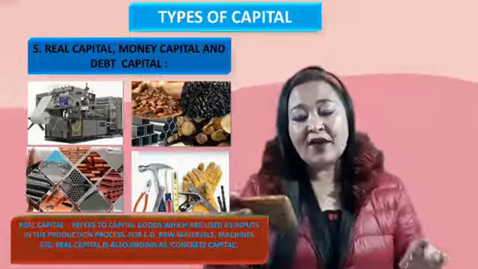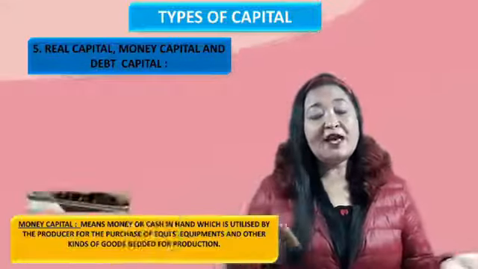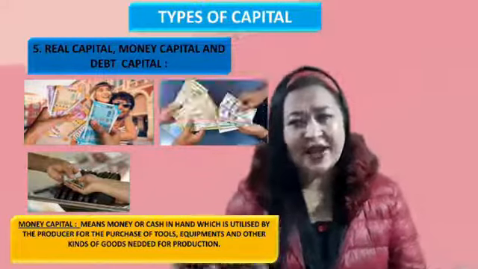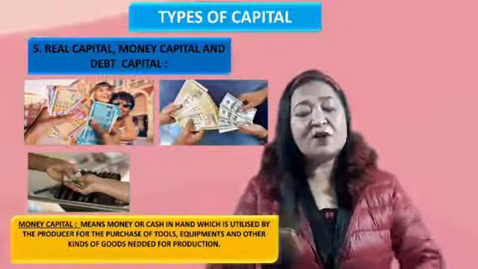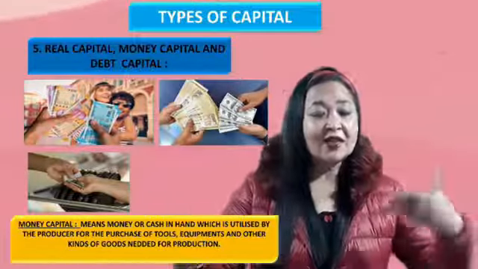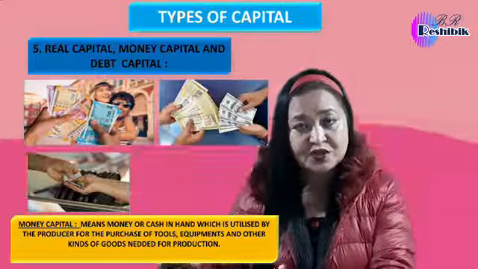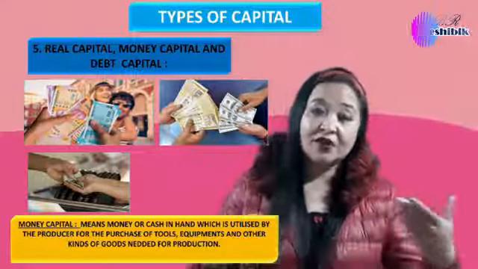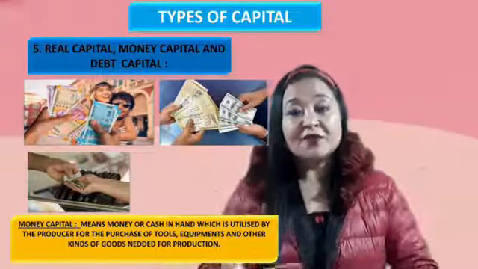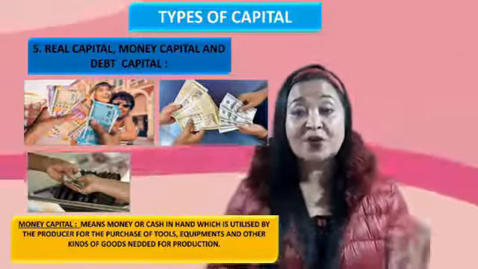Okay, then we have money capital. Now what is money capital then? Money capital means money or cash in hand, which is utilized by the producers for the purchasing of various capitals, like the things that you require in the production process, like implements, equipment, tools, raw materials. So to purchase these things you require what?